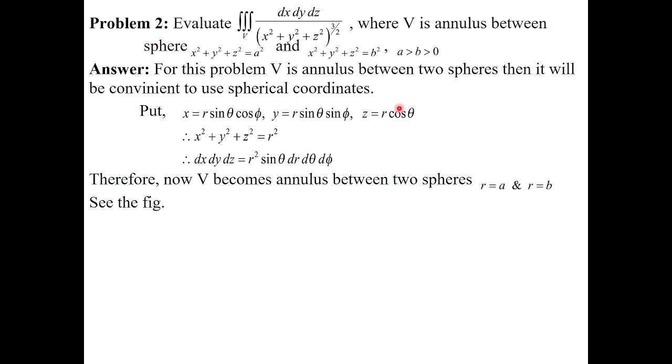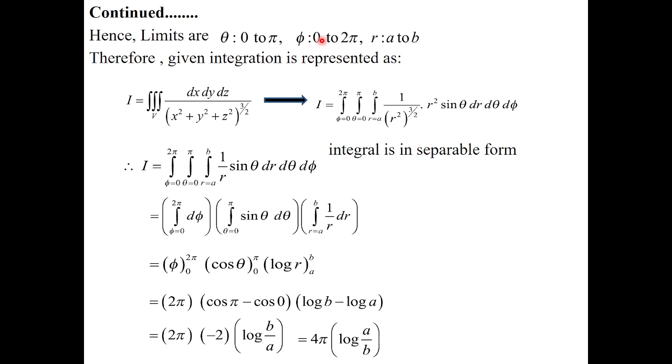Now integrand it is converted to x square plus y square plus z square. As in 2 dimension we are replacing x square y square by r square, so here we will replace this by r square raised to 3 by 2. And dx dy dz it is replaced by this. हमने यहाँ पे replace कर दिया.